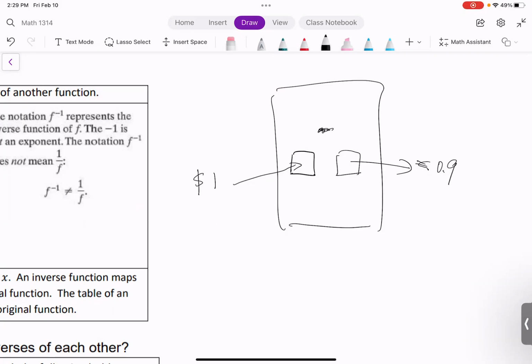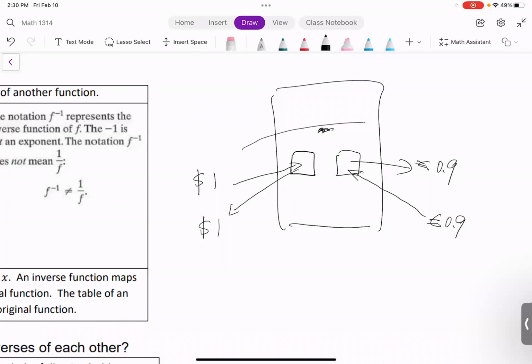And now if I finish my traveling in Europe, I want to go back to United States. I still have some euro in my pocket. Then I will input the machine, maybe the same machine here. Then, for example, I input 0.9 euro, and this machine must give me $1.